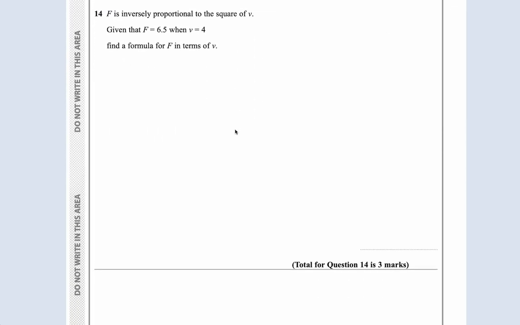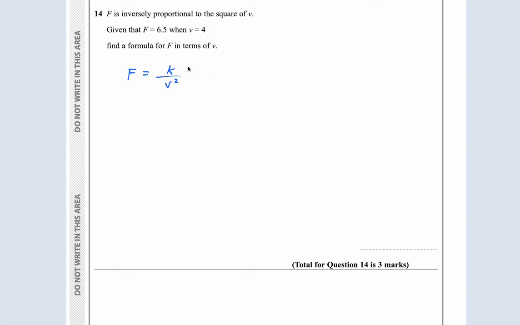Question 14. F is inversely proportional to the square of v. Okay, guys, these questions are not easy, but they're always the same. It's very rare they mix or they change these questions around. F is inversely proportional to the square of v. So F is equal to k over v squared.